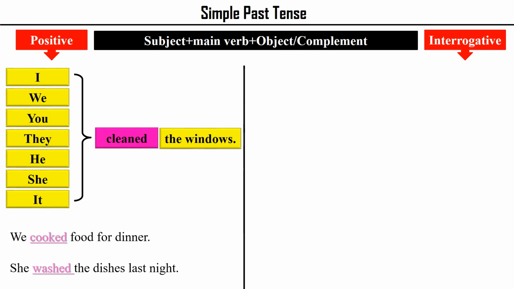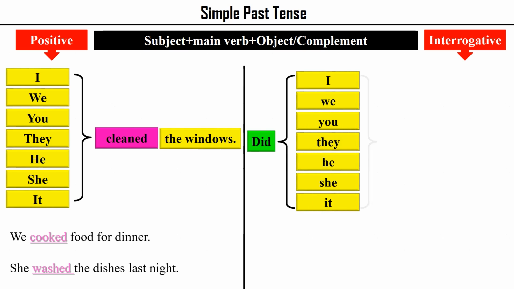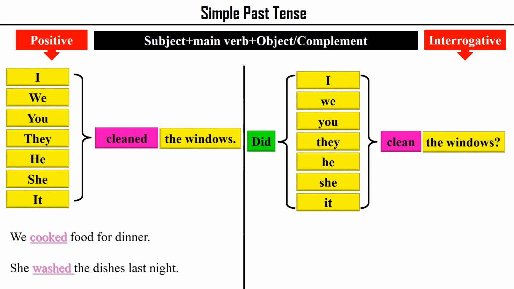Interrogative. In interrogative sentences, the helping verb comes at the beginning of the sentence. It precedes the subject. Did plus subject plus main verb plus object. Did I clean the windows? Did we clean the windows? Did you clean the windows? Did they clean the windows? Did he clean the windows? Did she clean the windows? Did it clean the windows?